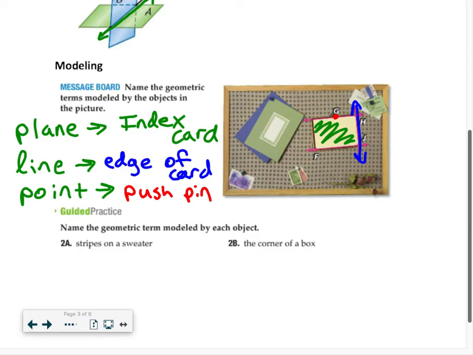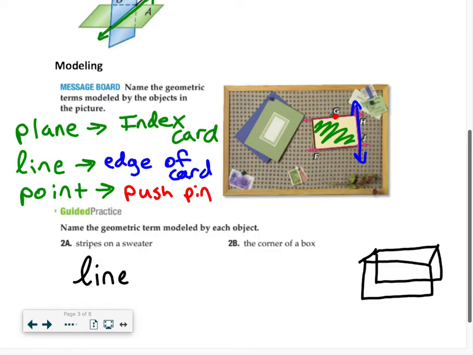Here's some guided practice. Name the geometric term modeled by each object. You can go ahead and pause and think about this for a moment if you need. For 2A, stripes on a sweater, what would that represent? Well, you've got to think stripes are linear, so this would be a line. And then corner of a box. Think about maybe one of the boxes you got for Christmas. Try to draw one here. The corner of this box, if we're just talking about one corner, would be best represented by a point. So hopefully we got line and we got point.